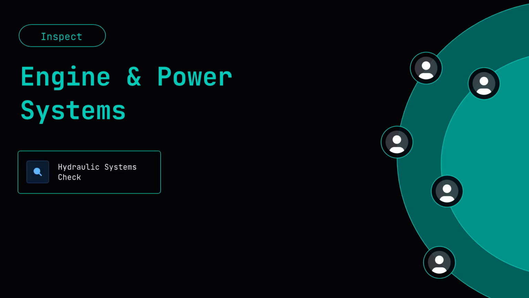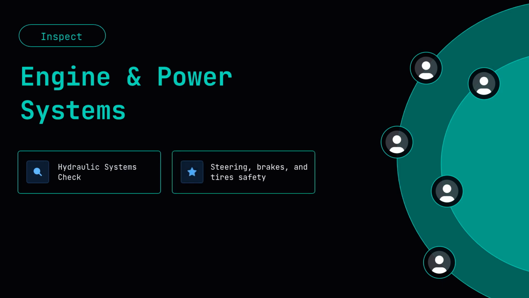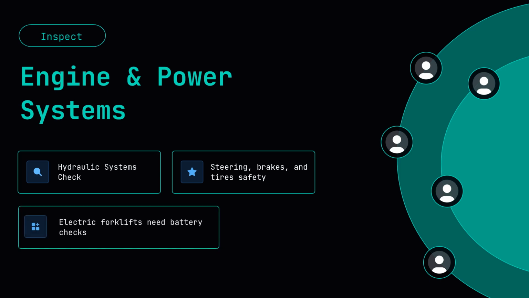Inspect engine and power systems for oil, coolant, and fuel issues. Check hydraulic systems for fluid levels and smooth operations. Verify steering, brakes, and tire conditions for safety. Electric forklifts require battery and motor performance checks. Ensure all components function correctly for reliable operation.